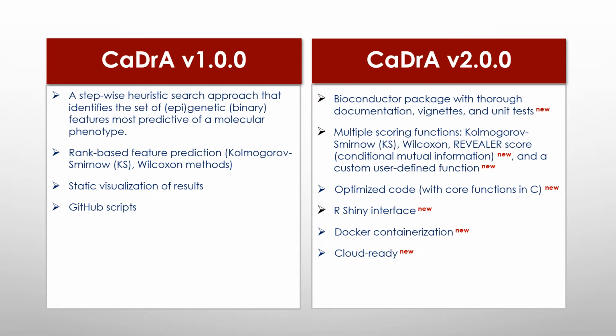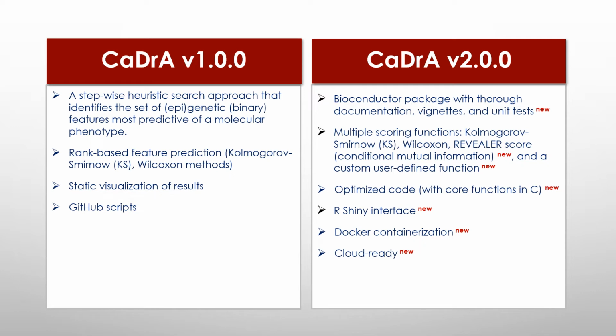It is now implemented as a Bioconductor-compliant package with thorough documentation, including a vignette and tutorial that utilize the sample dataset included in the package. CaDrA 2 incorporates additional scoring functions not available in the original package. These include mutual information as implemented in the Revealer package and the specification of custom, user-provided scoring functions.